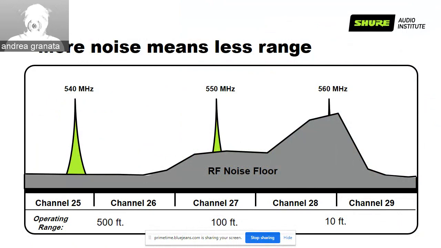At the end, RF is all about signal-to-noise ratio. So if I have a good signal-to-noise ratio, my system will have an extended operating range, while if I select a frequency that is already noisy, like this 550 megahertz, my operating range will shrink. So a system that can operate 150 meters will then operate only 75. But if I'm so unlucky that I selected the 560 in the example, my operating range will be extremely short.